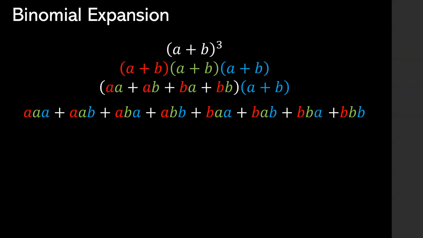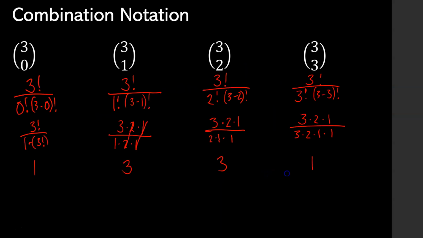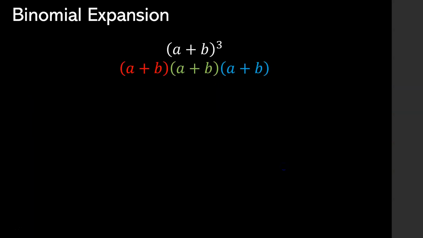Well, what does this have to do with binomial expansion? Well, it turns out I was planning ahead here. And we're going to see these 3 choosing 0, 3 choosing 1, 3 choosing 2 things coming back.